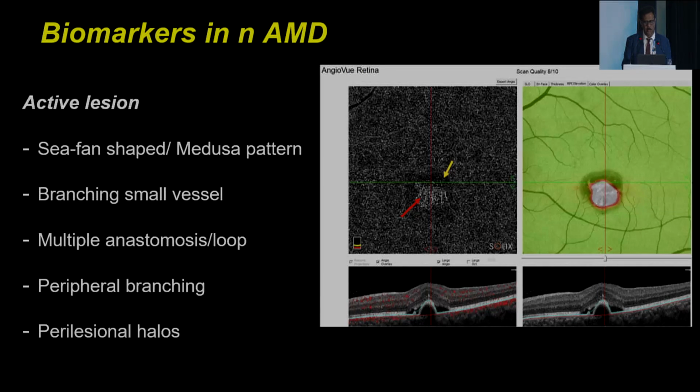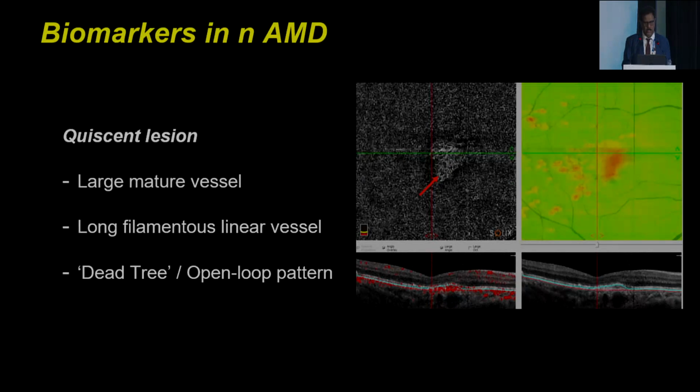Biomarkers we have already identified in neovascular AMD. Active lesions can be identified by seeing a sheaf-like shape, or medusa pattern. You can detect here the sea fan and medusa pattern, or branching small vessels, multiple anastomotic loops, and perilesional halo. That is peripheral branching and perilesional halo, which is very important in active lesions. In quiescent lesions, large mature single vessels and filamentous linear vessels are indicative of a quiescent lesion. It is getting dry, a dead tree or open leaf pattern like this, with absence of perilesional halo. These are all biomarkers for quiescent lesion.